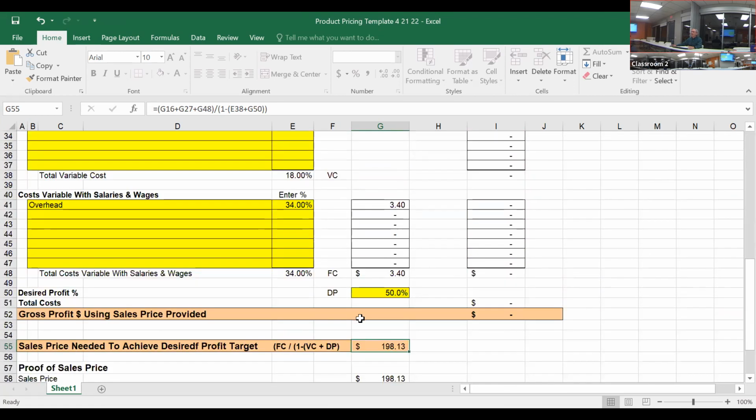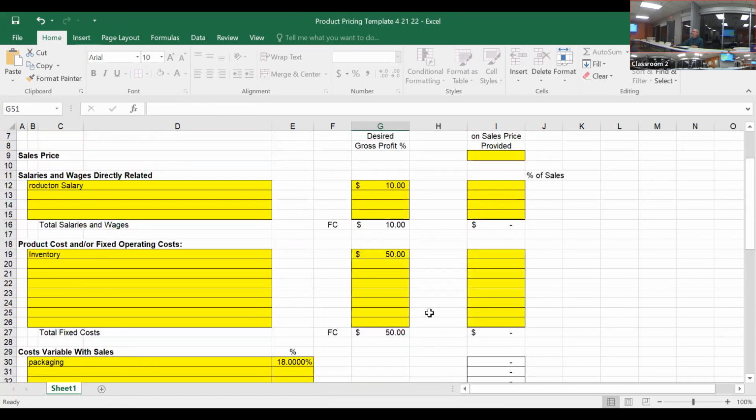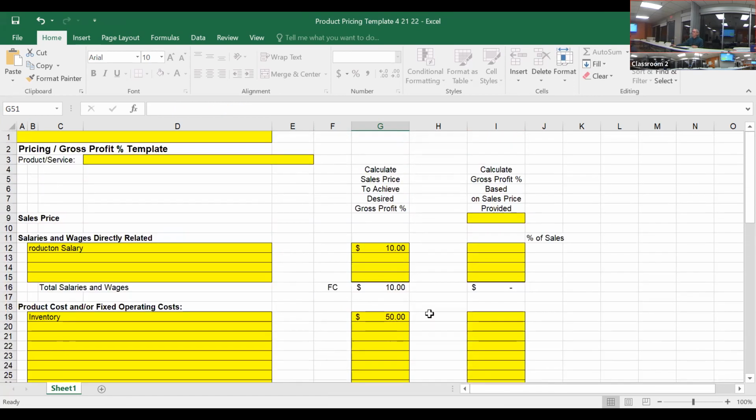Now, if we were to say, okay, that might be a little too much, so I'm going to change this to 40%, you can see how this number changes. So this worksheet is set up to help you think through what might work best for you with regards to pricing and how to maintain a profit margin on the products or services that you offer.